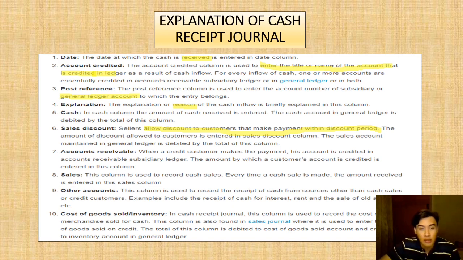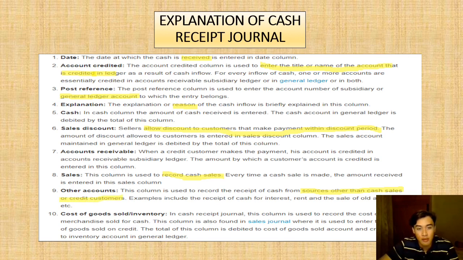The next one is account receivable. When a credit customer makes the payment, his account is credited in the account receivable subsidiary ledger. The amount by which a customer's account is credited is entered in this column. Okay, this next one is sales. This column is used to record cash sales. Berapa yang kita dapat, kita letak dalam ini. Okay. The next one is other account. This column is used to record the receipt of cash from sources other than cash sales. Maknanya ada sources lah maknanya.